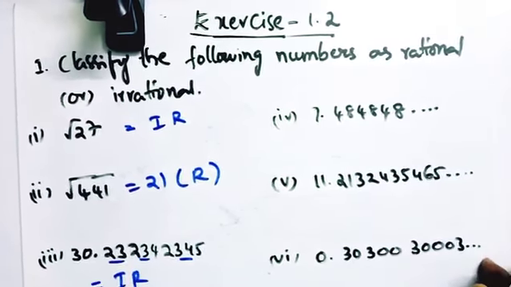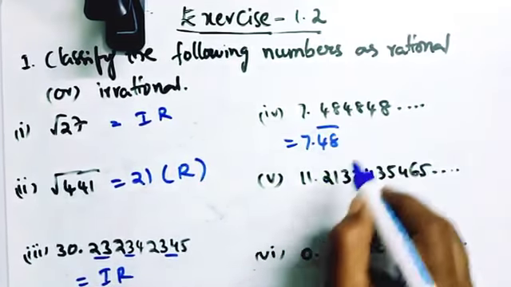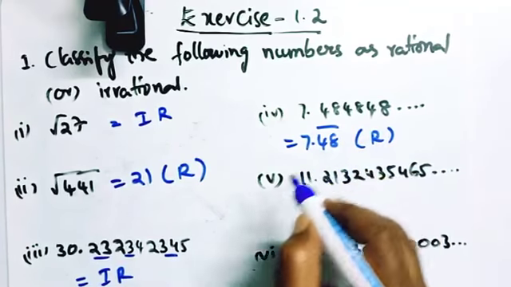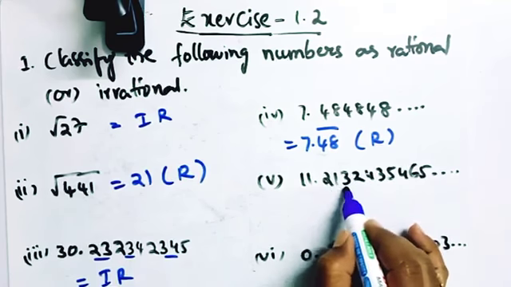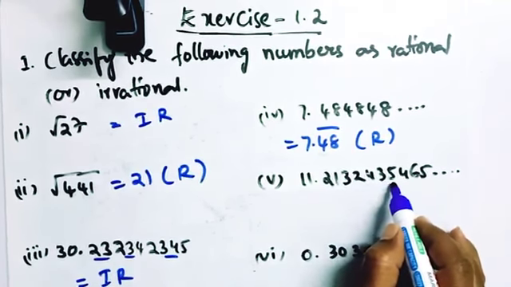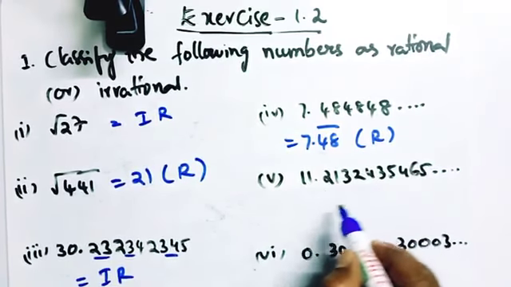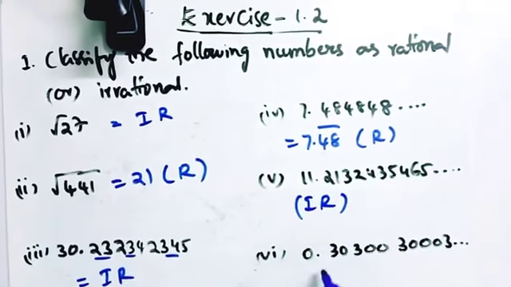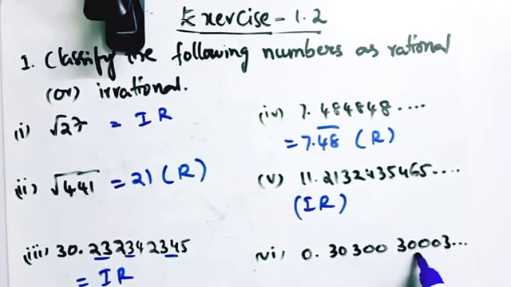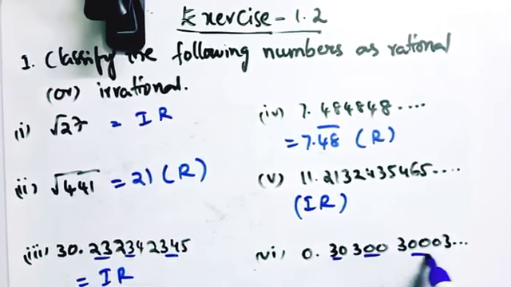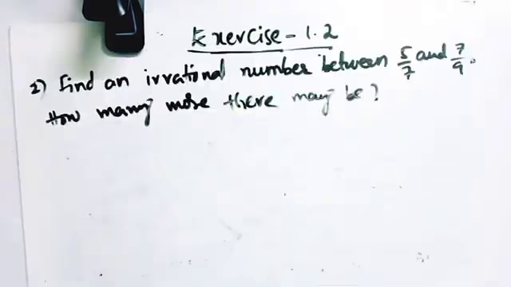Next, 7.4845. So this should be written as 7.48 bar. So it is a rational number, as we can write it in the form of p by q. The next one is 11.2132435465. So here we have different digits in the decimal part, so it is an irrational number. Next, the fifth question, 0.300000300003. Here also we have different types of digits, so it is also an irrational number.